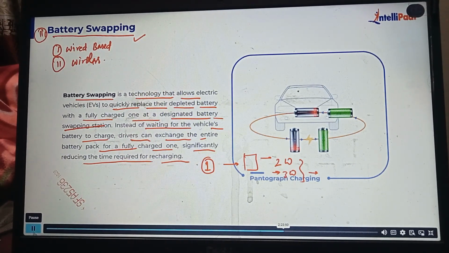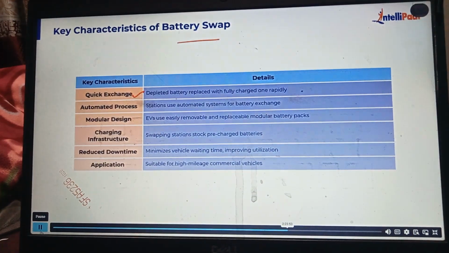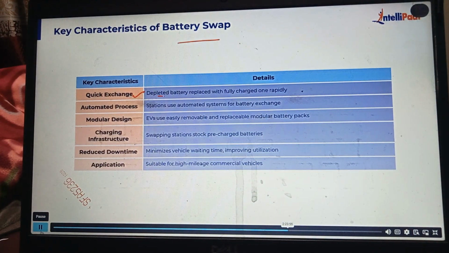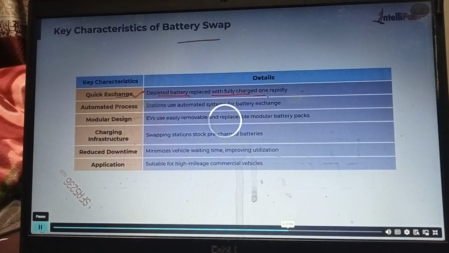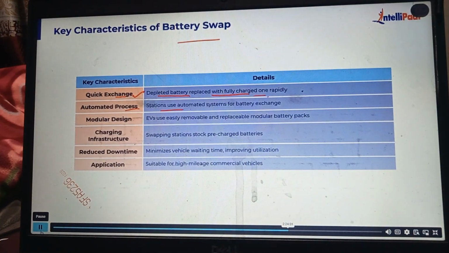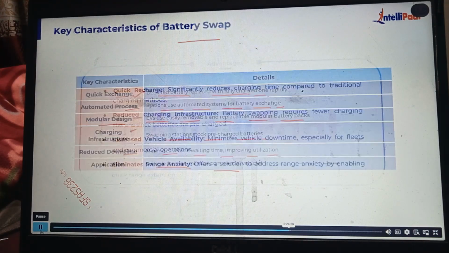So the key characteristics of battery swapping: quick exchange, where the depleted battery is replaced with a fully charged one, right? The charging time could be less. Automated process: stations use automatic systems for battery exchange. Modular design: EVs use easily removable and replaceable modular battery packs. Charging infrastructure: swapping stations stock pre-charged batteries, right? Reduced downtime: minimizes vehicle waiting time, improving utilization. And application: suitable for high mileage commercial vehicles.